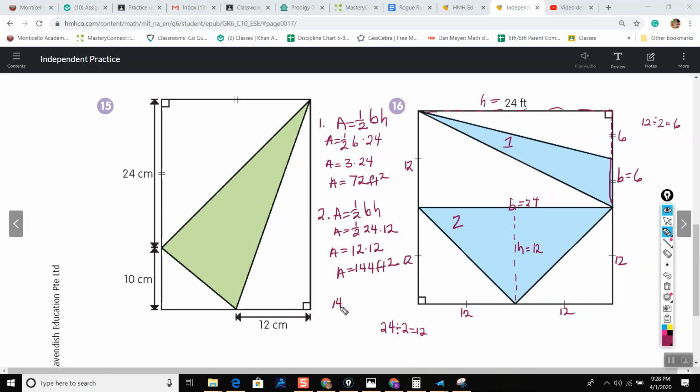So then we're just going to add that together. And we get a total of 216 feet squared. So our shaded area for number 16 is 216 feet squared, because I found the area of this smaller one and this larger one, and then I added those two areas together. So as you can see, I've got an area here and an area here. Okay? All right, nice work. Let's move on to the next one.